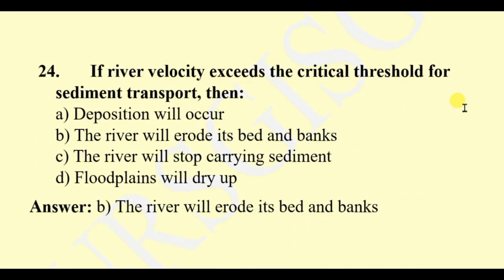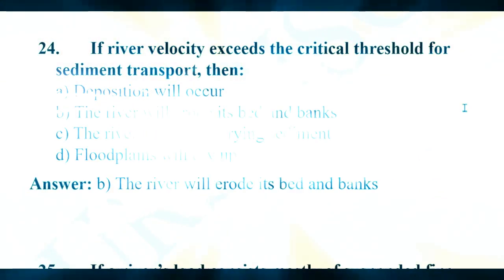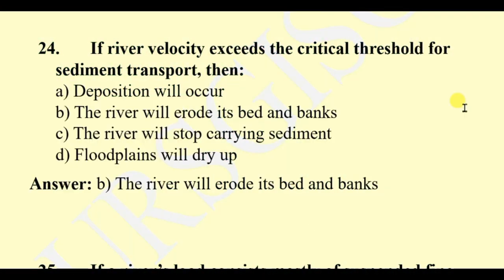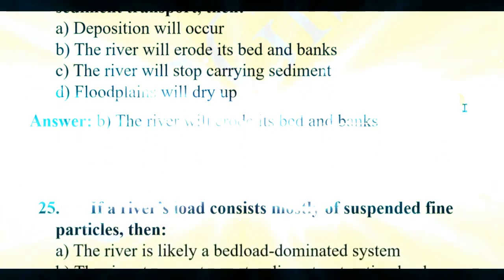Question 24. If river's velocity exceeds the critical threshold for sediment transport, then deposition will occur, the river will erode its bed and banks, the river will stop carrying sediment, floodplains will dry up. If river's velocity exceeds its critical threshold, so erosion will be more in the bed and banks. If the river velocity does not exceed its critical threshold, then only transport will occur, no erosion, no deposition. And if less velocity than the critical threshold, then it will be deposited.